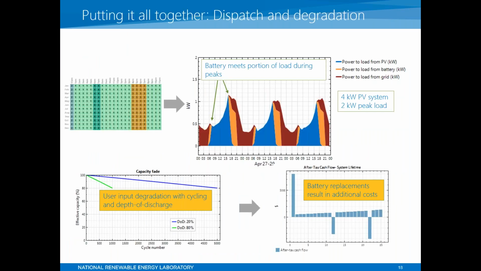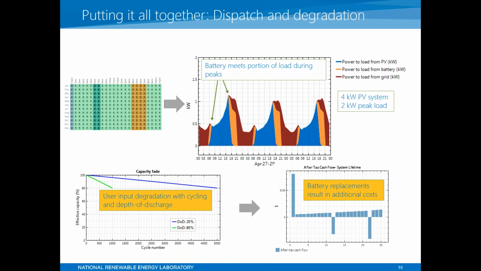So then you put all of this together. And if you really want to look at a complex analysis, you can look in the upper left here. We have a dispatch strategy for a particular battery system. You can see here in the upper right when the battery is meeting part of the load, when the battery is charging, when the battery is discharging. You can see all of that in detail, hour by hour.